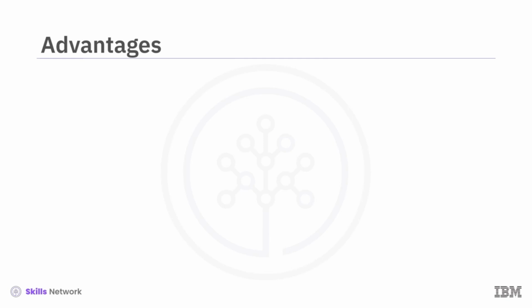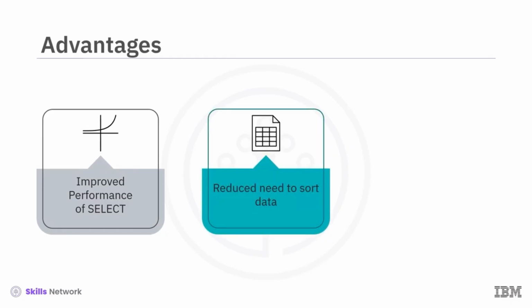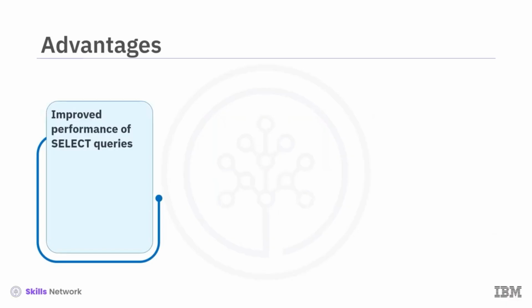Indexes provide the database user with many benefits. These include improved performance of select, reduced need to sort data, and guaranteed uniqueness of rows. Improved performance of select queries when searching on an indexed column. Because the index offers a quick route to locate rows matching the search term, it returns results faster than when it needs to check every row in the table.